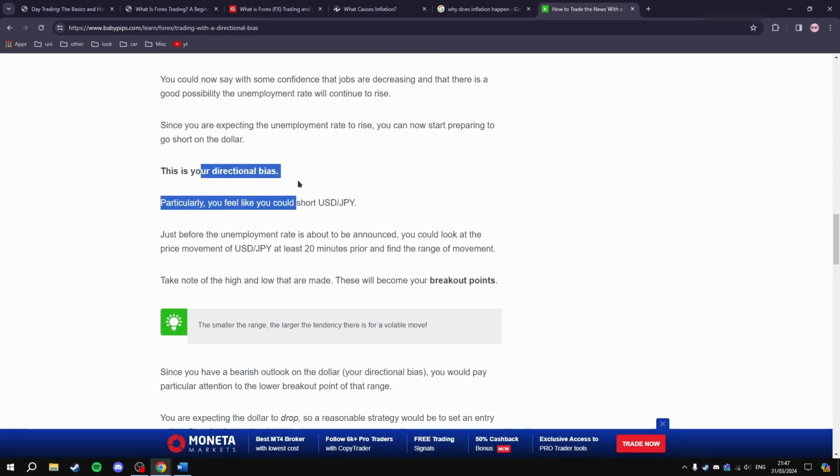This is your directional bias. Since you're expecting the unemployment rates to rise, you can now start preparing to go short on the dollar. Particularly, you feel like you could short USD JPY.